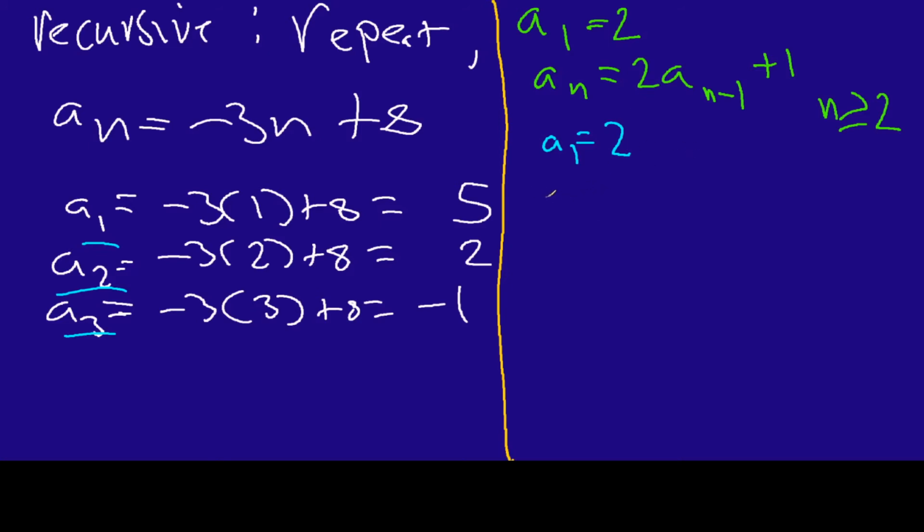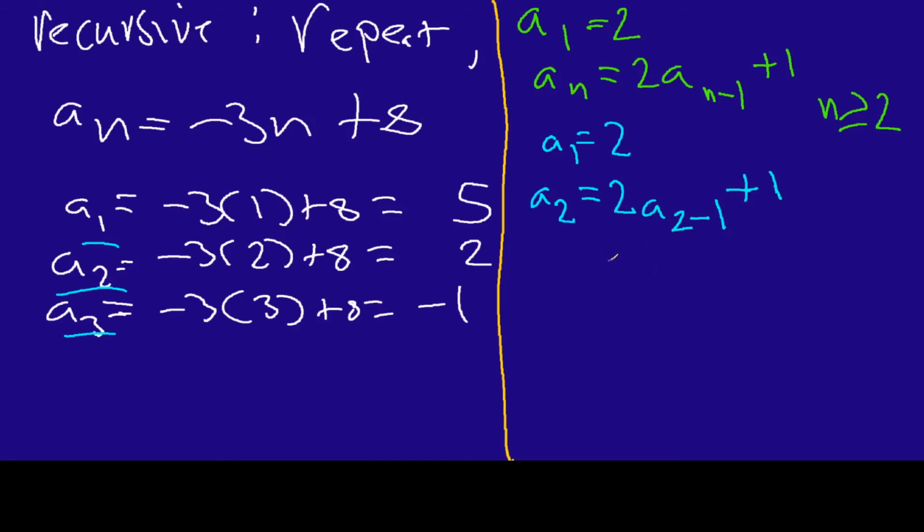Now, let's see what happens for n equals 2. All right. So a sub 2 is going to equal 2 times a sub 1, which is our first term, minus 1 plus 1. That's what we're going to get here. And so if we work that out, this is what we're going to end up having.